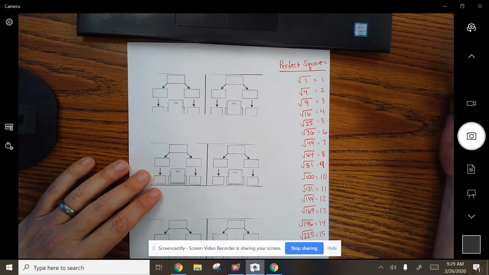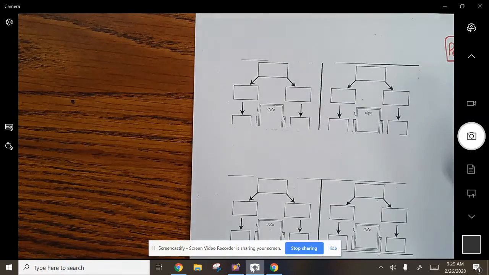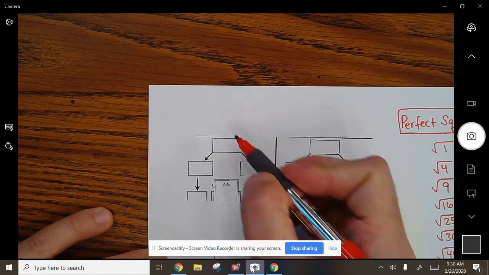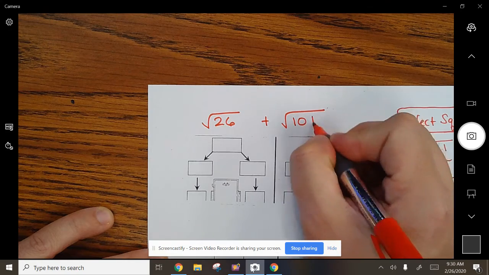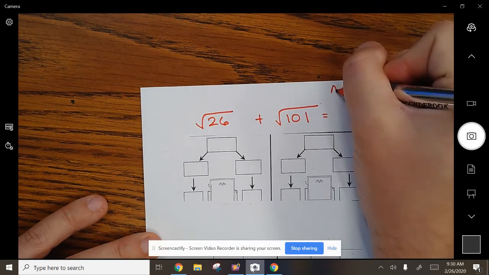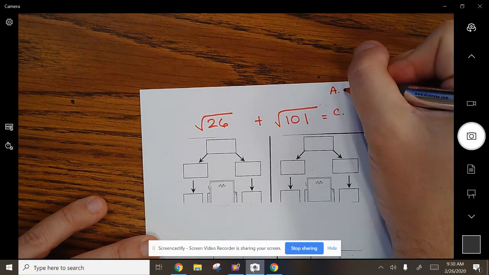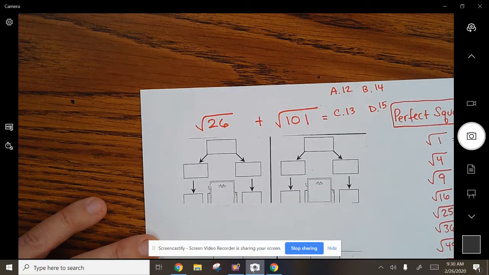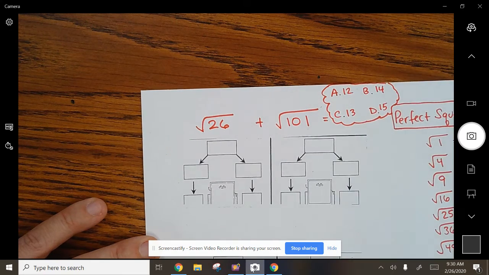Now, this is going to get a little spicier. What's going to happen here with these problems, and really, they're not that difficult. You'll be just fine. There's a couple questions on the quiz like this, and on your benchmark for that matter. What if I said the square root of 26 plus the square root of 101 equals what? I would leave you choices as well to pick from: A, B, C, and D. This is going to be 12, 13, 14, or 15. And these are going to be approximately, which is close to. Which answer is going to be closest to this answer?